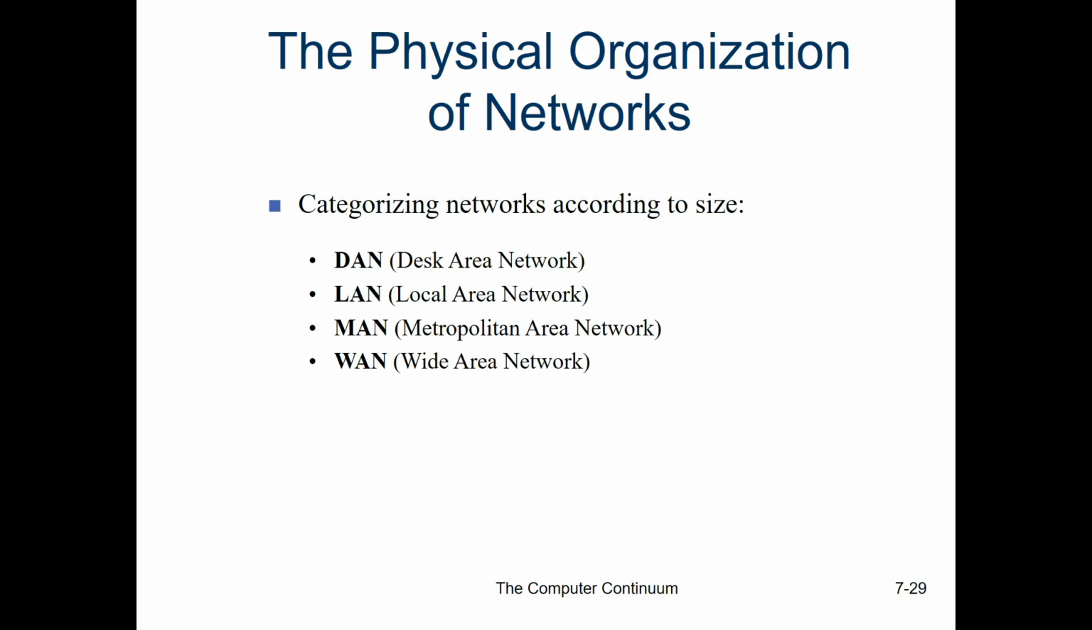All right, then we have some categories of network size. First, we have DAN, desk area network. For example, in your labs, university labs or in offices, that is an example of DAN, in which just two or more devices communicate with each other. Or if you just connect your computer with your phone or something else, then we call that DAN. And then we have LAN, MAN, and WAN. We'll discuss these one by one.